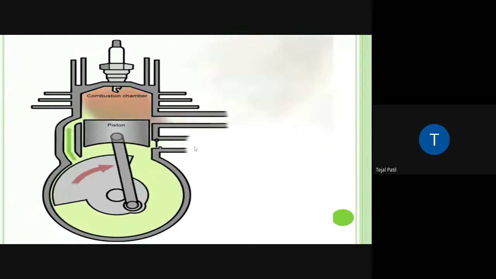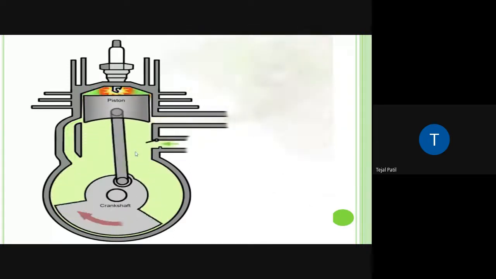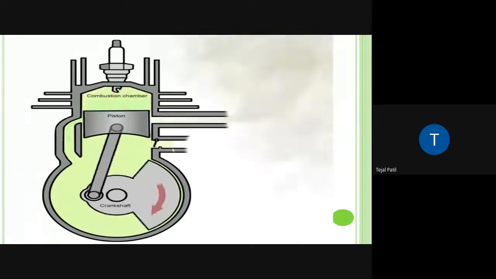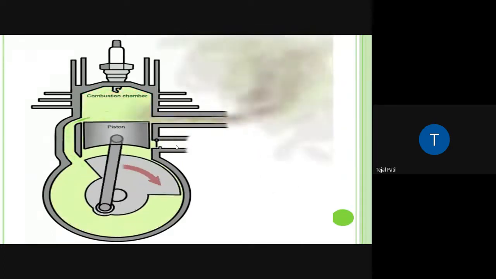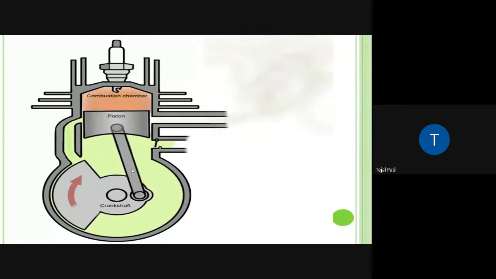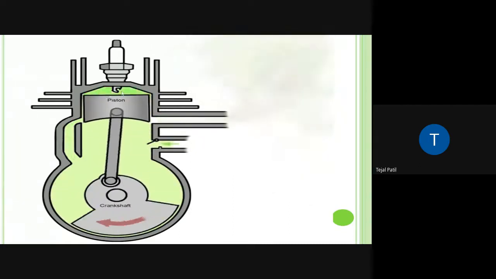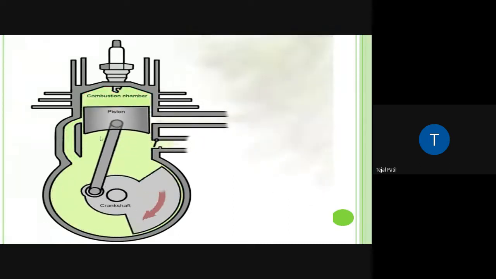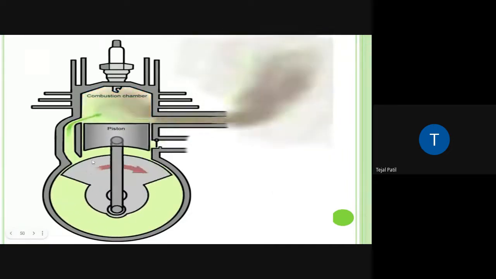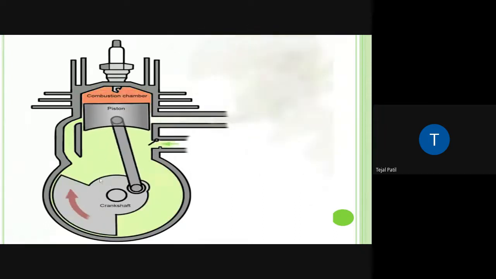What will happen first? The fresh charge. In a petrol engine, it will be an air and fuel mixture. In a diesel engine, only air will be there. That fresh charge will be taken inside, below the piston. In a four-stroke engine only the upper side is utilized, while in the two-stroke engine the bottom side is also utilized. So the fresh charge will be taken inside below the piston.